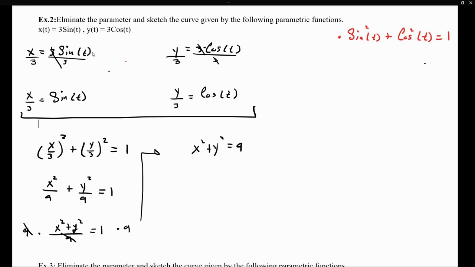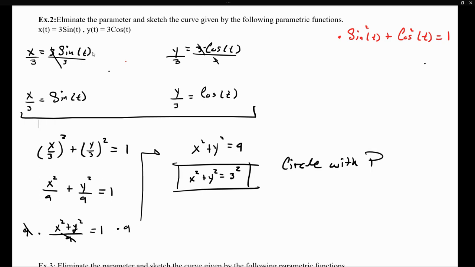And you might recognize this form, because this is definitely the form of a circle. This is going to be a circle with a radius of 3 and its center at the origin.